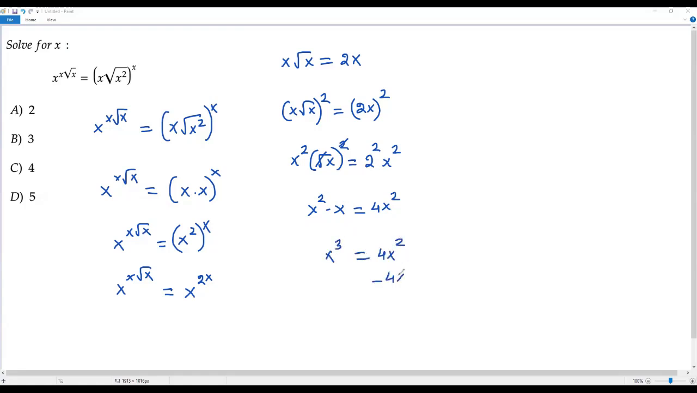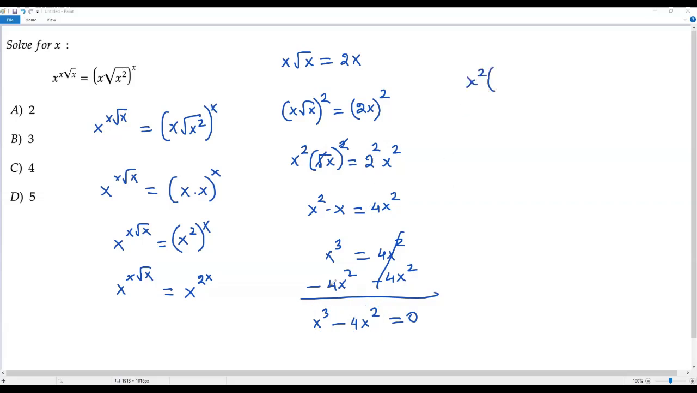Now let me subtract 4x squared from both sides. When I do so, the positive 4x squared and negative 4x squared will cancel. I'm getting x to the third power minus 4x to the second power equals 0. Now we have to factor the expression. To factor this expression, I have to find the greatest common divisor for these two terms. Clearly the greatest common divisor for these two terms is x squared. So we can factor x squared out.